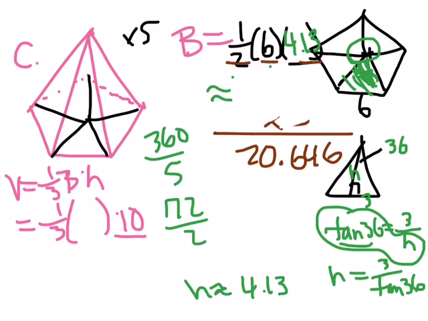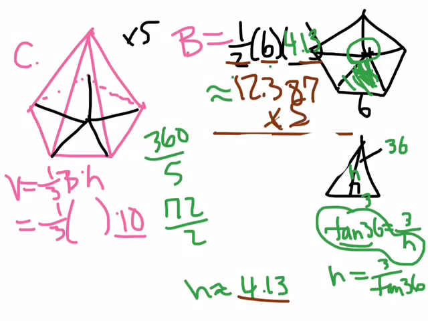Half times 6 times this 4.13 about from down here. It is going to be 12.387. Sorry. Then times 5. This looks better. And so we get about 61.937. Okay, and that goes over here.